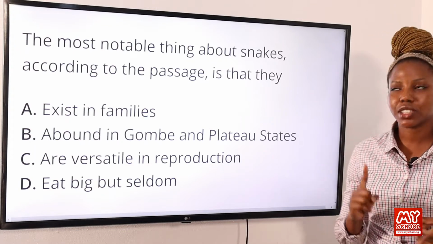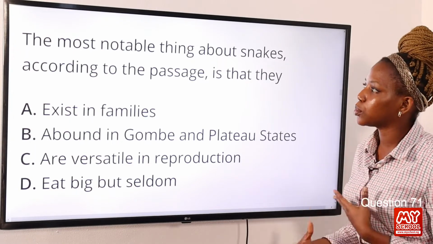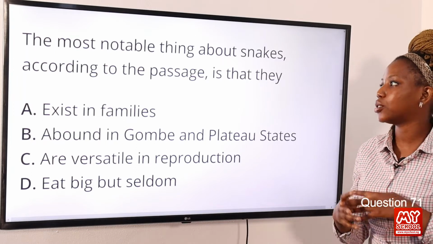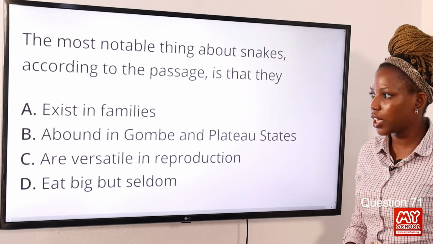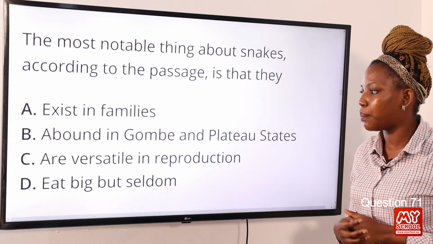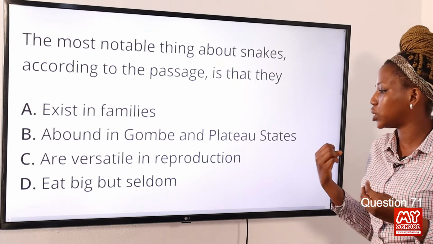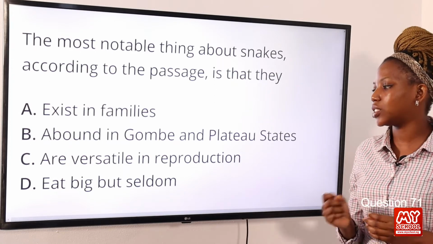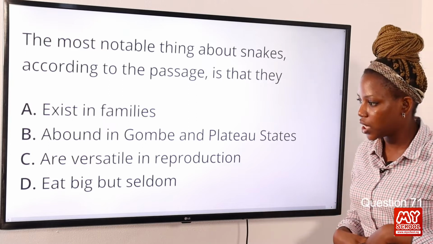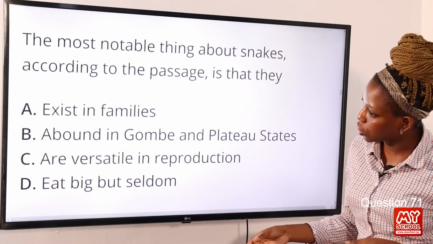Now moving on to question 71. The most notable thing about snakes, according to the passage, is that they, option A, exist in families, option B, abound in Gombe and Plateau states, option C, are versatile in reproduction, option D, eat big but seldom.